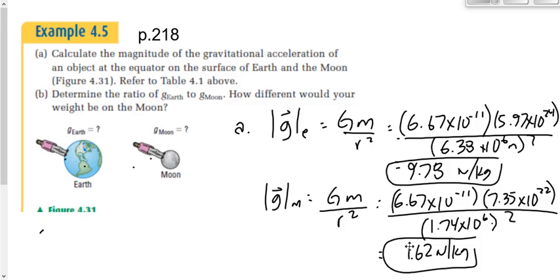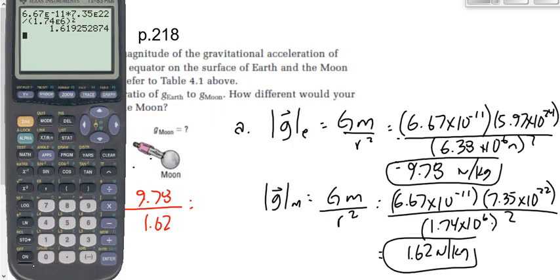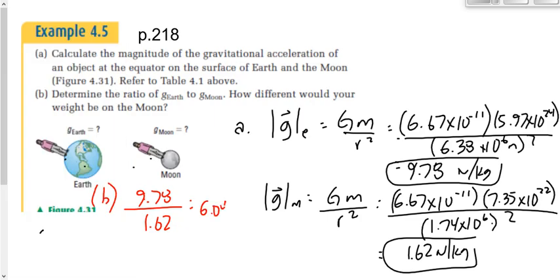So let's do this. For question B, let's just simply divide 9.78 by 1.62. And I think when we do that, we get about 6. Let's double check that. 9.78 divided by 1.62. We do. We get 6.04. So the ratio would be 6.04 to 1. Just like the ratio of my age to your age is 2 to 1. 32 divided by 16 is 2. The ratio is 2 to 1. 9.78 divided by 1.62 is about 6. The ratio is 6.04 to 1.